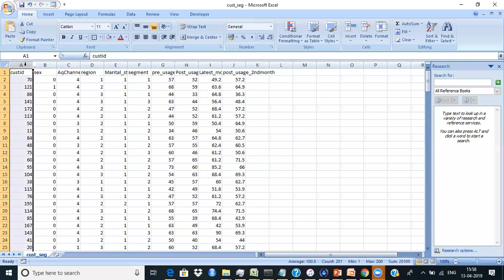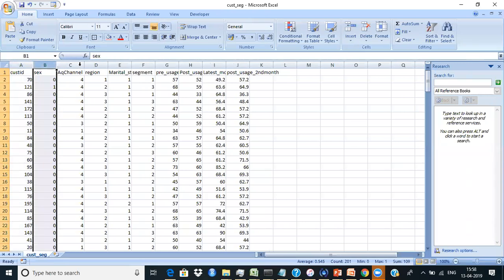The first column is customer ID. This is a unique ID of a bank customer, right? Then you have gender. Then you have acquisition channel. Acquisition channel means whether you have been acquired through internet or you have directly called in or you walked into a bank. What was the channel through which you got that credit card, right? Something, right? Maybe you walking in.